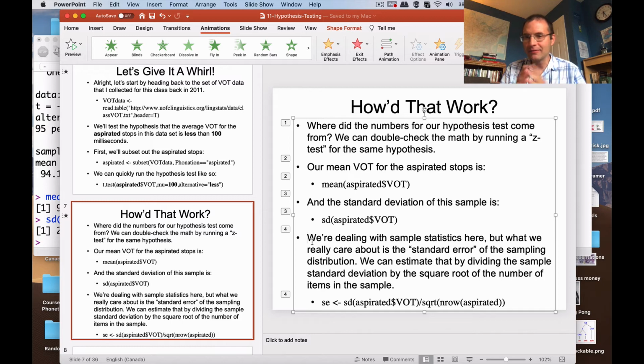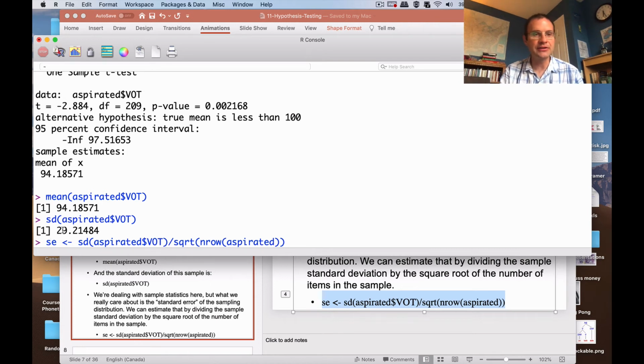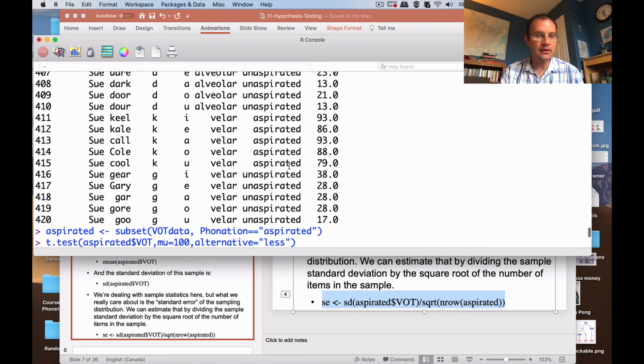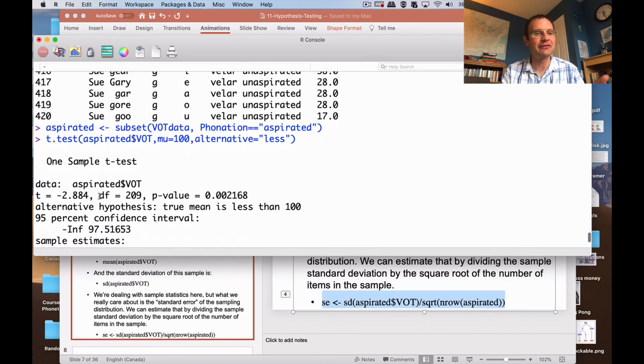The standard deviation of that sampling distribution is called the standard error, and we can estimate that by dividing the sample standard deviation by the square root of the number of items in the sample. We've seen that in previous lectures. Here's what it looks like when you actually calculate it. We divide this 29.2 by the number of observations in the aspirated data set. It turns out there's 210. There's 420 data points overall; half of them are unaspirated, half aspirated.